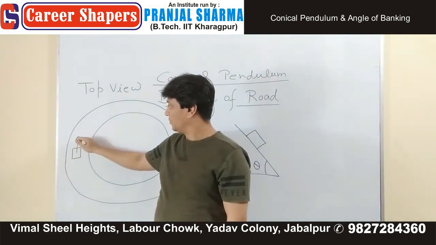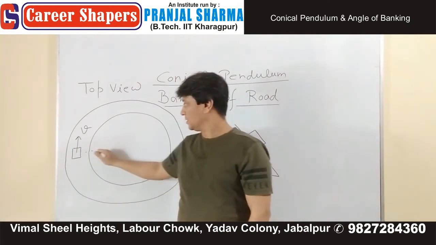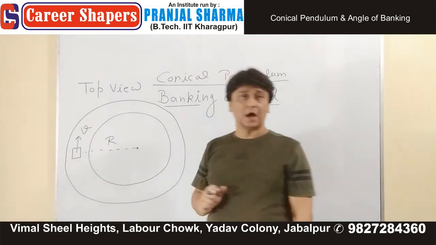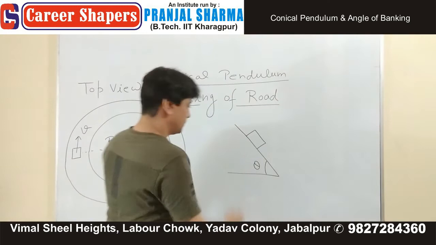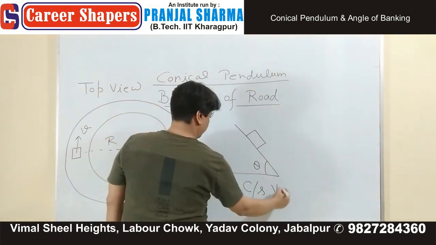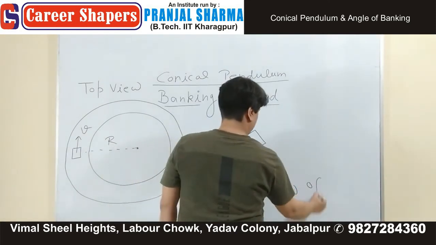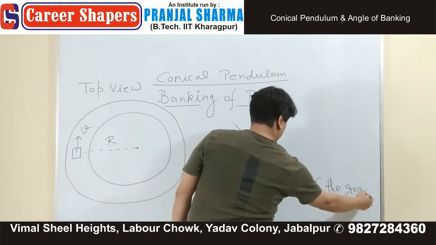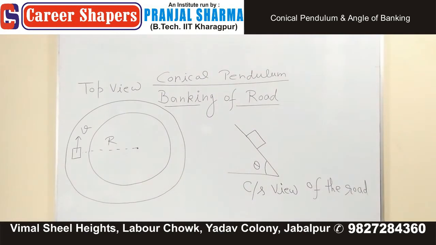The car is moving in this direction with V. The circular turn, its radius is R, and this is the cross-sectional view of the road. What is a cross-sectional view? Watch.